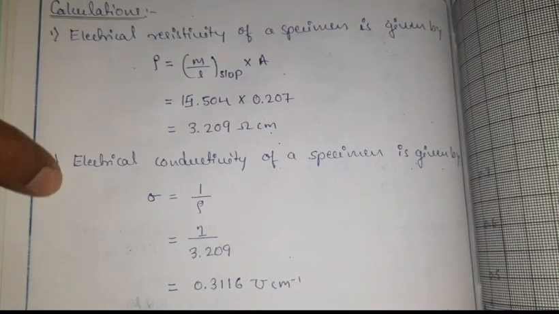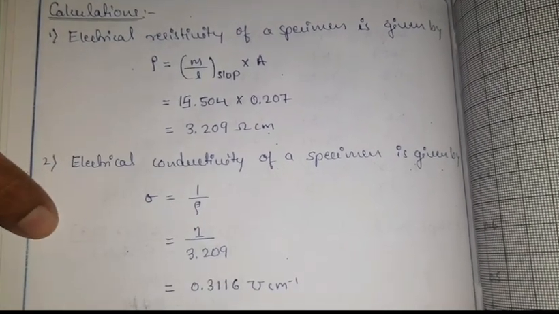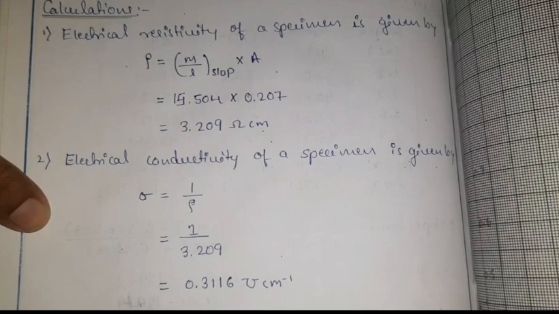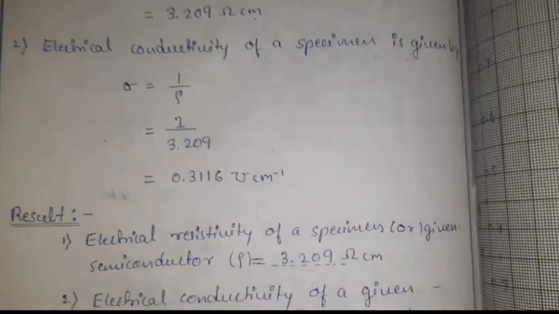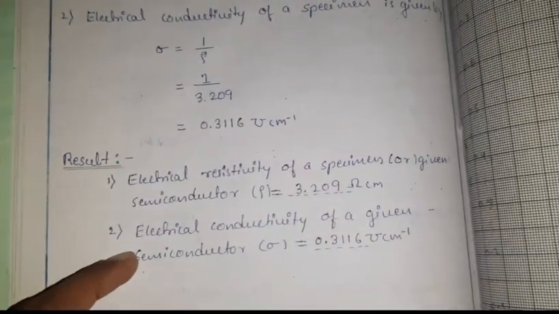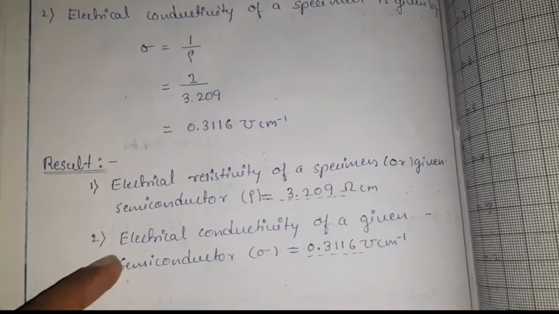Calculate the resistivity. You can calculate electrical conductivity, which is inversely proportional. Once you calculate the electrical resistivity and conductivity, you can write the result.